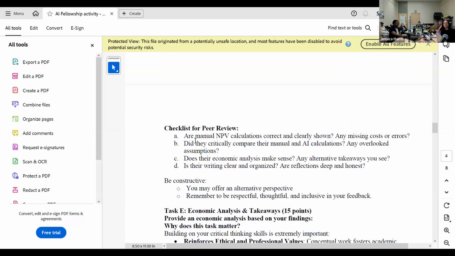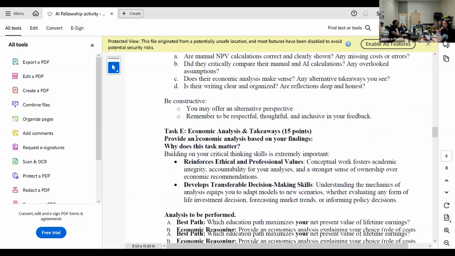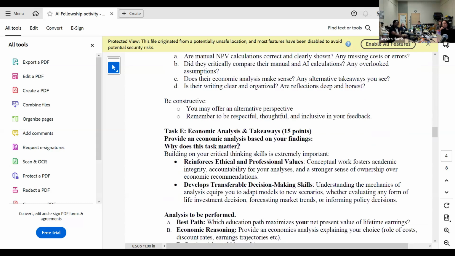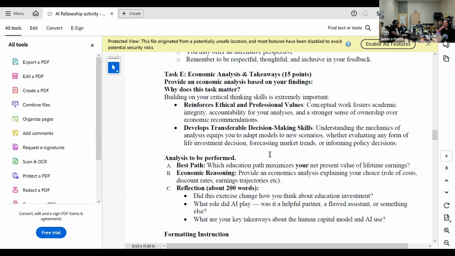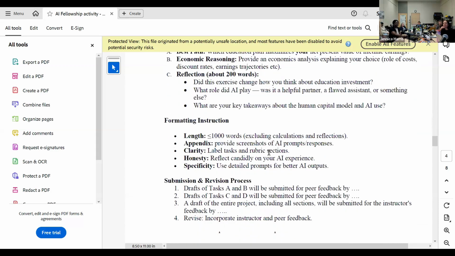And then we do another peer review for that second step. And then finally, they write their economic analysis and takeaway for everything. And kind of still the TILT stuff. So transparency, the length of the assignments, clarity, honesty, all of that.